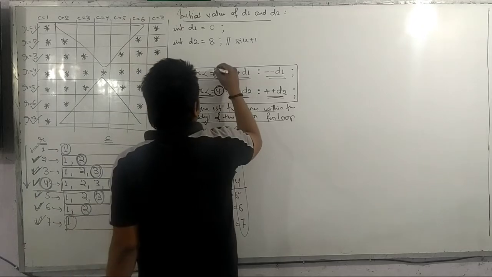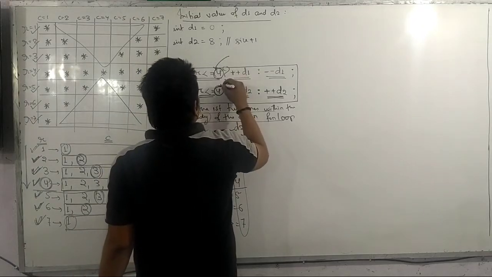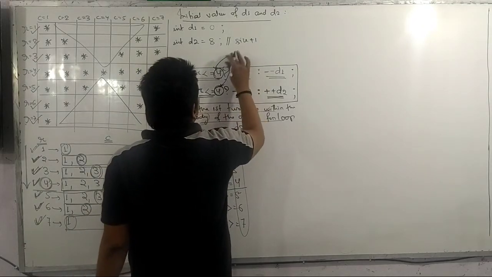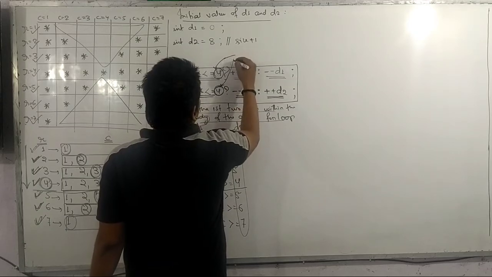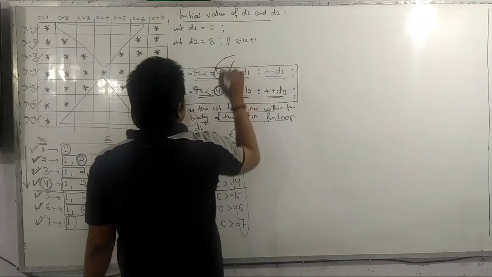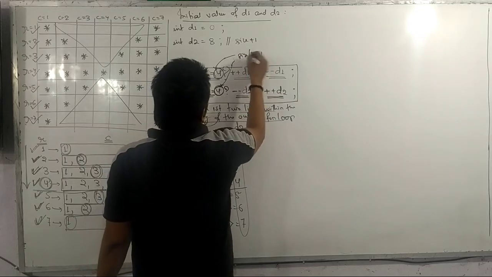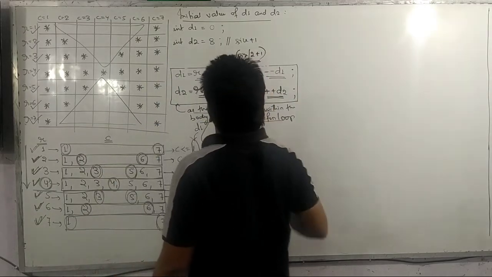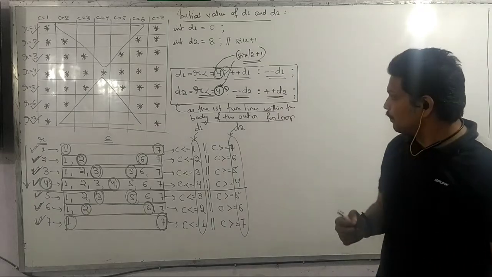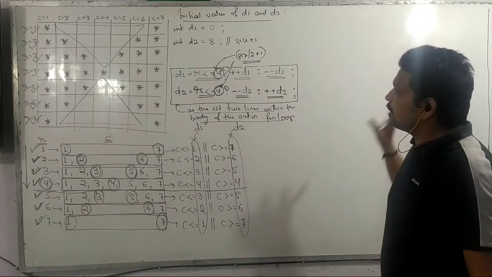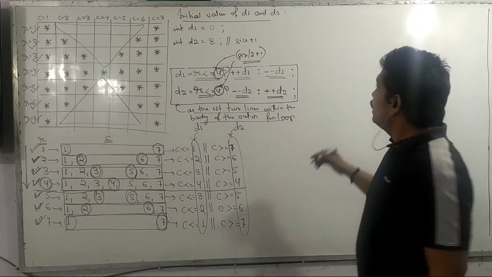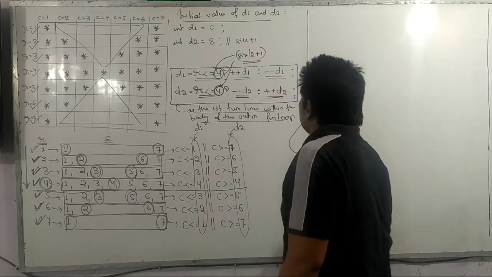Okay, so I will write here for this 4 and this 4, size by 2 plus 1. Clear? So everything is clear, I guess. Okay, now let me write the program.